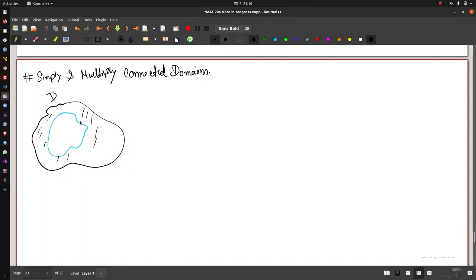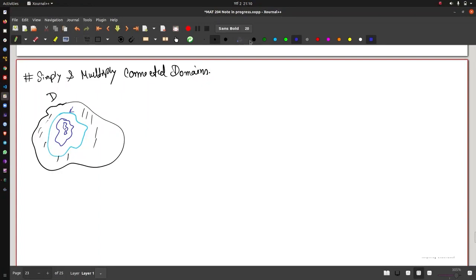Another way to understand simply connected domains is that if you have a domain and you don't have any holes inside it, that means you can take this contour, this blue line, and shrink it up to a point, and this shrinking has to be continuous. If you have a hole inside it, you would get interrupted. So that's what simply connected means: your domain doesn't have any holes. And a multiply connected domain means it's not simply connected.